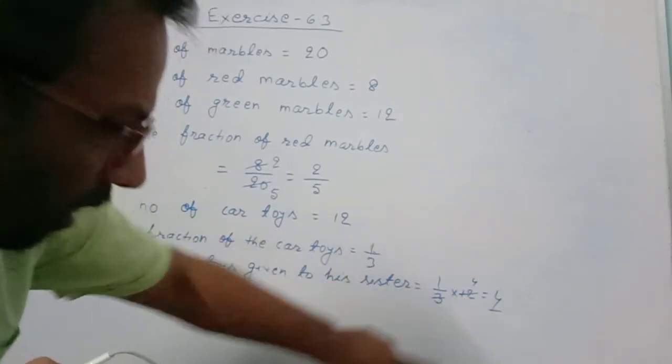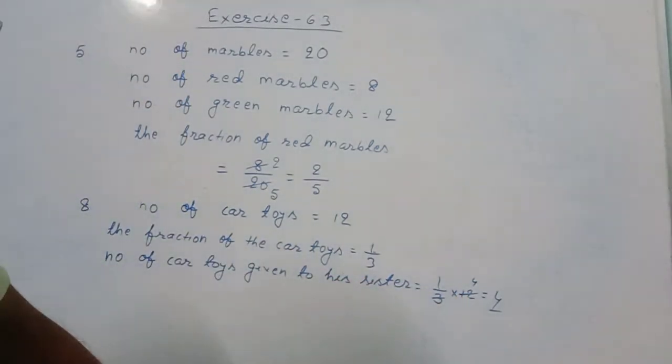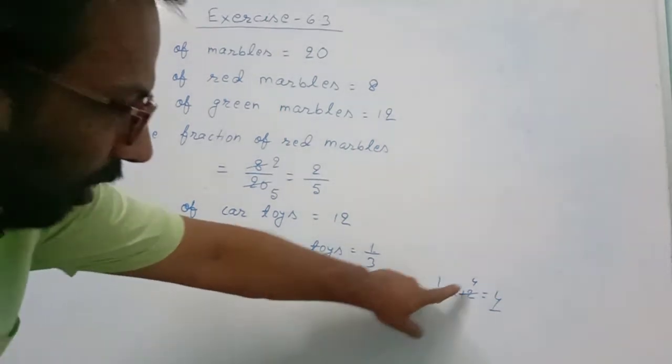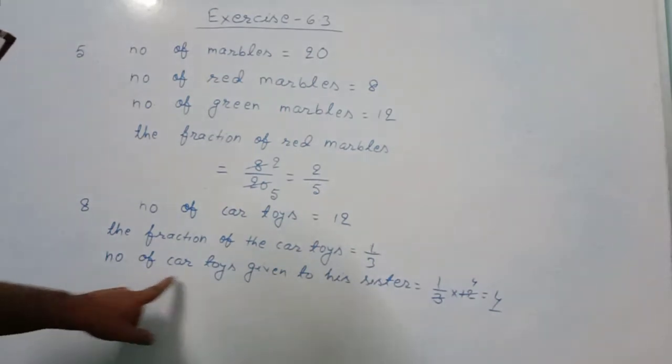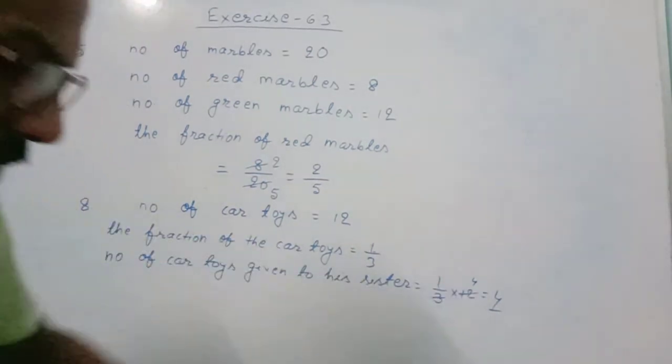These 3 and 12 both are divisible because both will come in the table of 3. 3 1s are 3, 3 4s are 12. So here is 1, here is 4. So the number of toy cars given to his sister is 4.